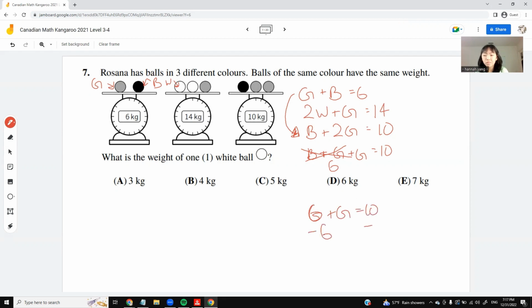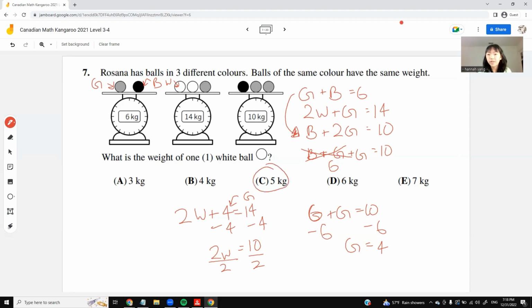So we can subtract 6 from both sides. And now we know that the gray ball weighs 4 kilograms. And we can substitute it into the second scenario where it's 2 white balls plus a gray ball equals 14 kilograms. Because now we know that it's 2 white balls plus 4 kilograms equals 14, since the 4 is basically just the gray ball. So we can subtract 4 from both sides. So it's 10 equals 2W, divide by 2, and then now we know that 1 white ball weighs C, 5 kilograms, which would be our correct answer.